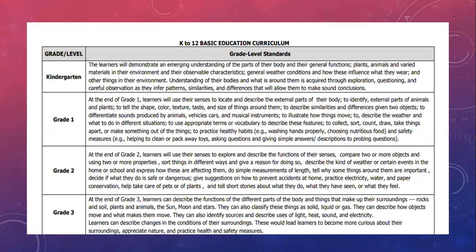Okay? Meron pa, class, may grade level standard pa. So here are the examples of those. Basahin ko lang specifically yung grade level science. Sa science, ito yung mga grade level standards for grade 2. At the end of grade 2, learners will use their senses to explore and describe the functions of their senses. So very basic ito ng human anatomy and physiology, which is part of life science.